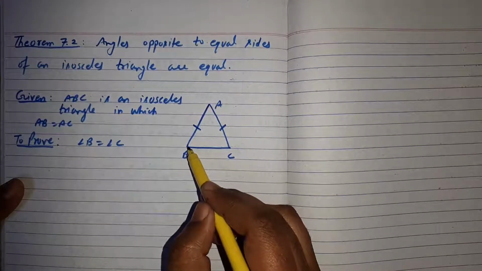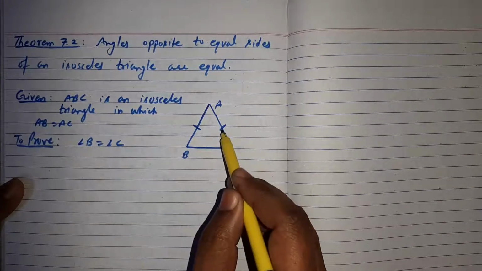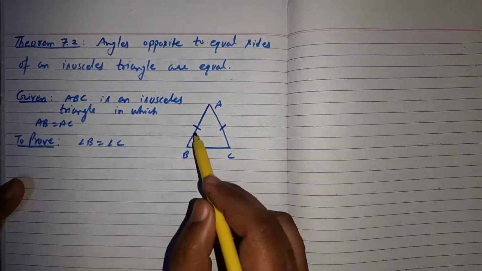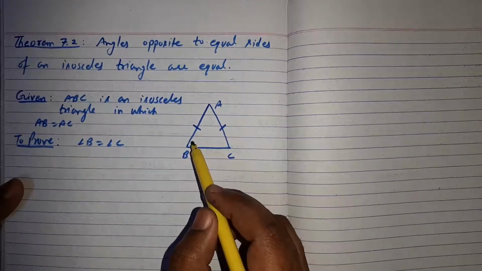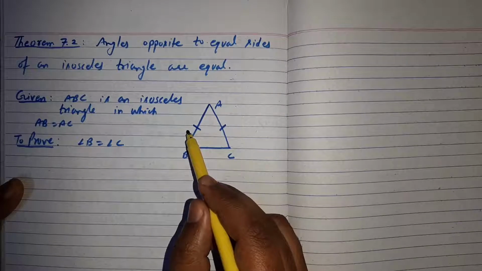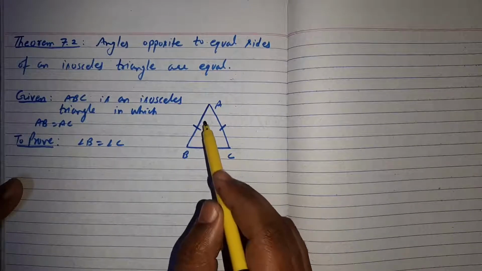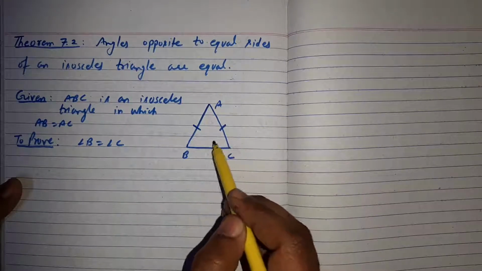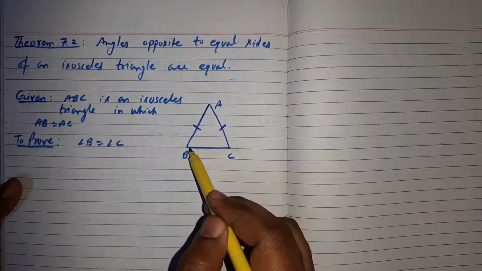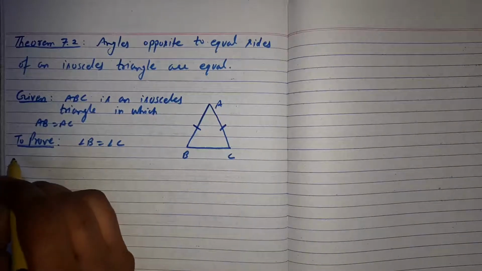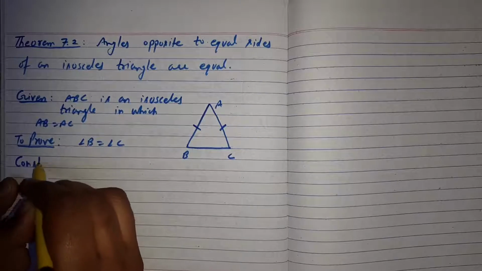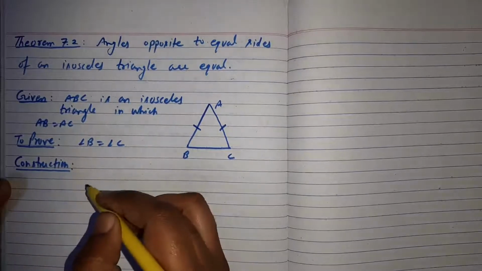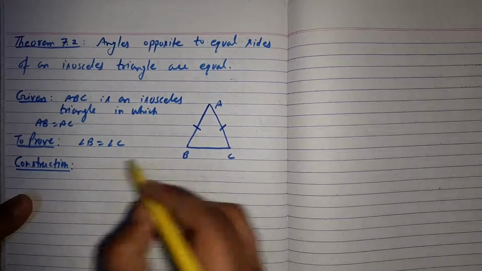The side opposite to angle B is AC, and the side opposite to angle C is AB. So AB is equal to AC are given, and we have to find the opposite angles to these sides. So the opposite angle to the side AB is angle C, and the opposite angle to the side AC is angle B. Now in this theorem we will do some construction. So the construction is: draw the bisector of angle A.